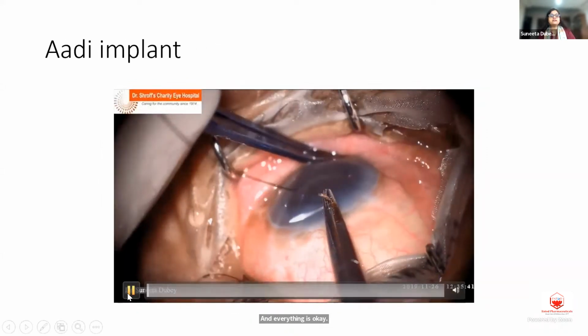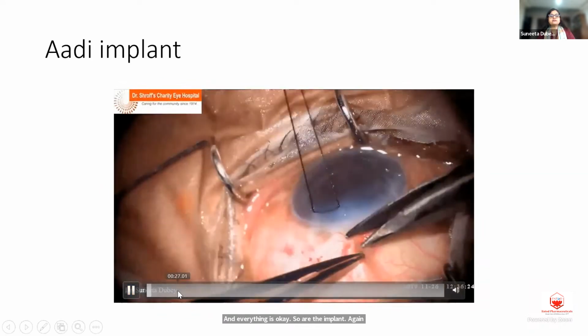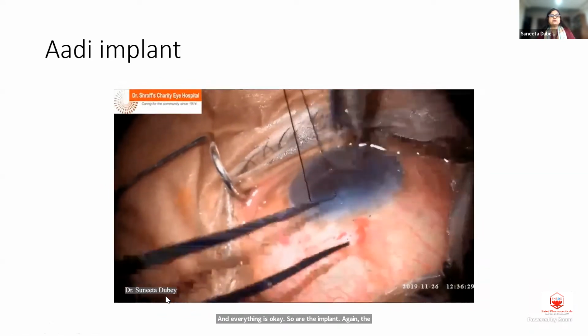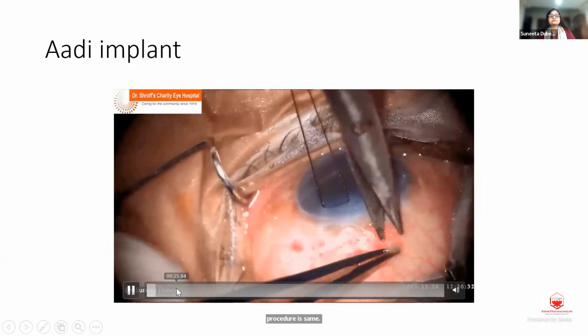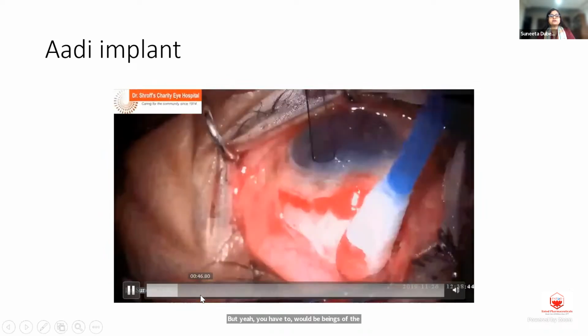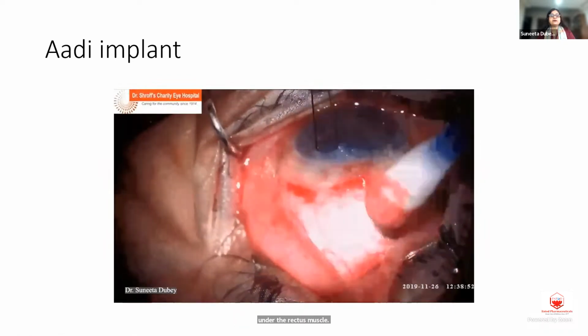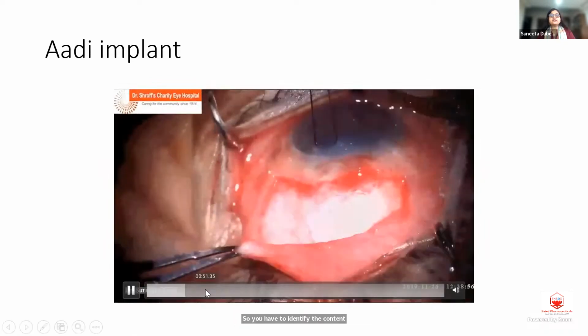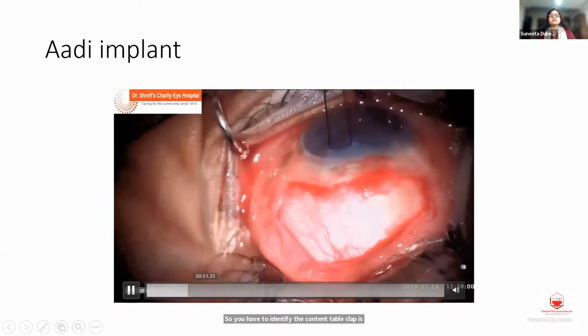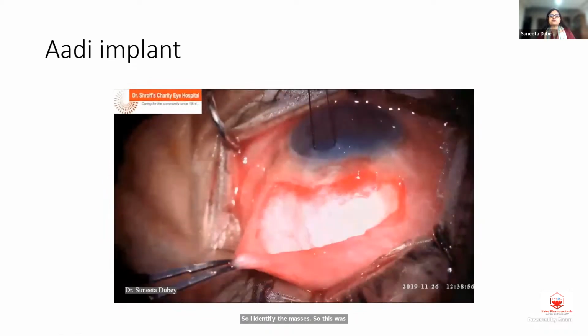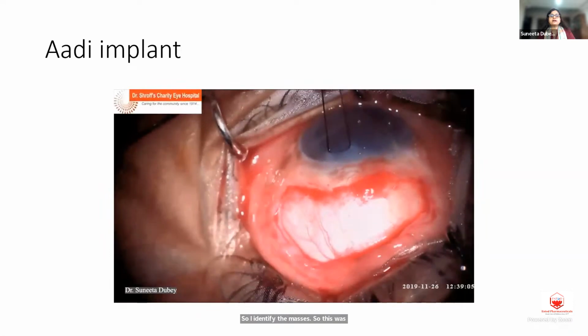For the implant, the procedure is the same, but here you have to put the wings of the implant under the rectus muscles. So you have to identify the muscles; the conjunctival flap is slightly bigger here. This was the surgery which was done 3 years back.